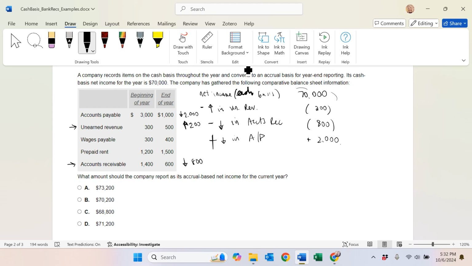And wages payable went up 100. Payable goes up because we had an expense that was more than our cash payment. So this 100 was not included in our net income. So we need to include that expense by subtracting it out of this cash-based income number. Subtract out the increase in wages payable.